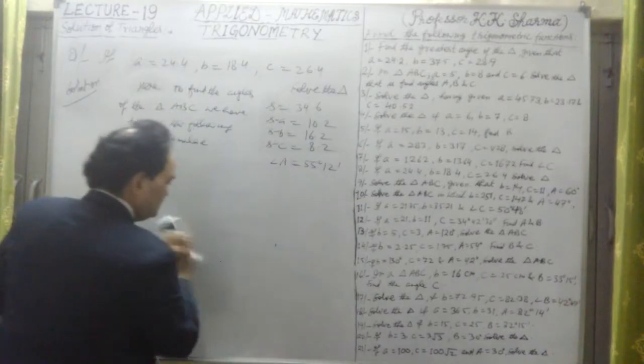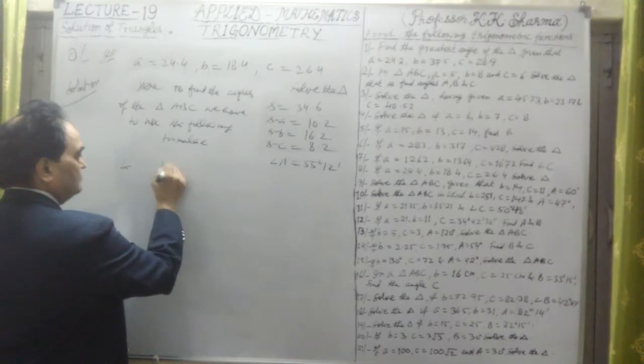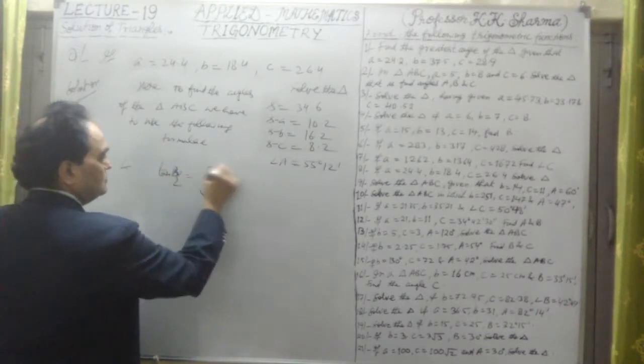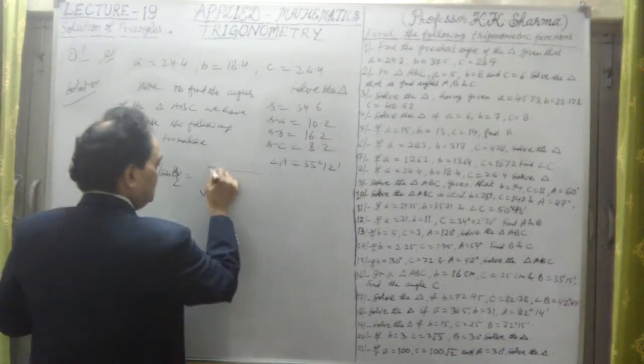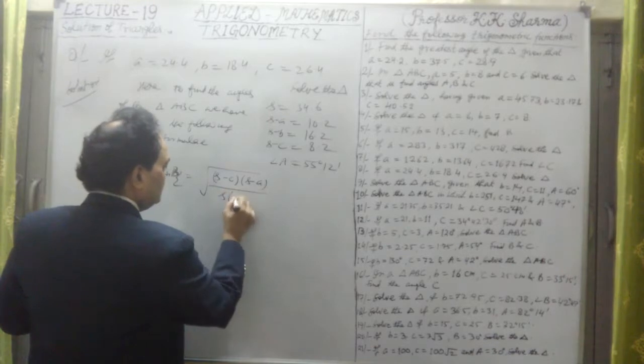Now for angle B, tan B by 2 is equal to under root of S minus C into S minus A by S into S minus B.